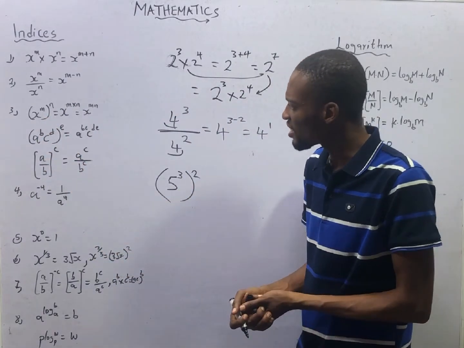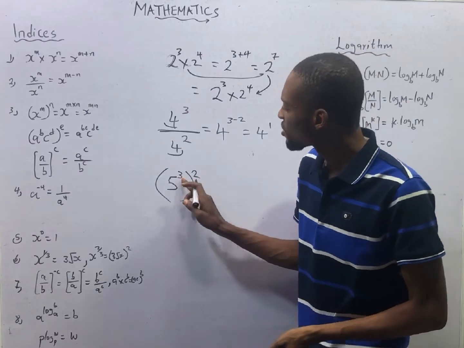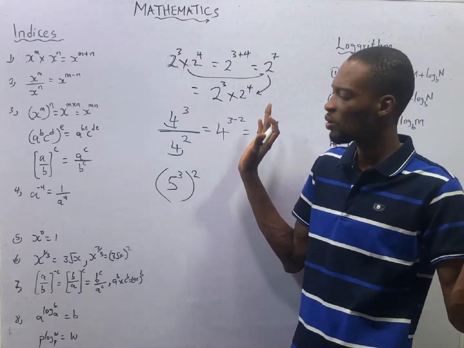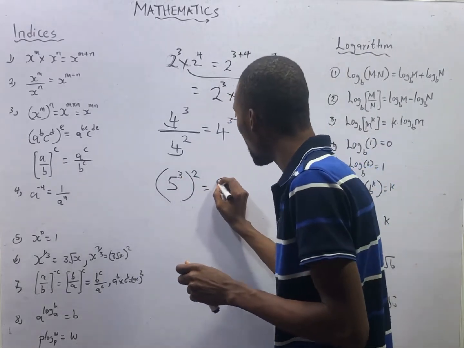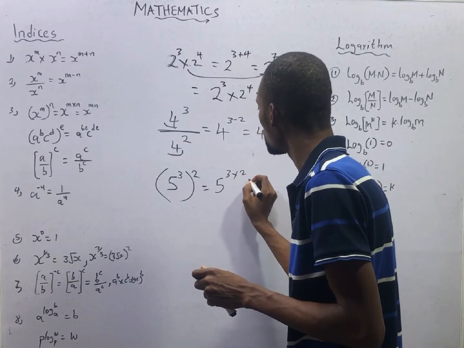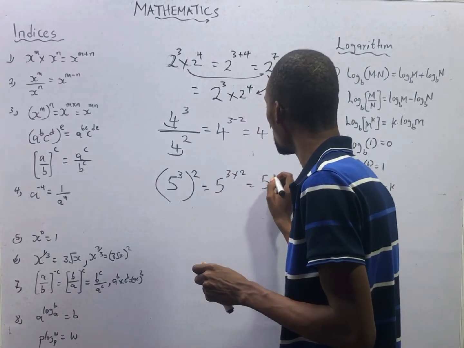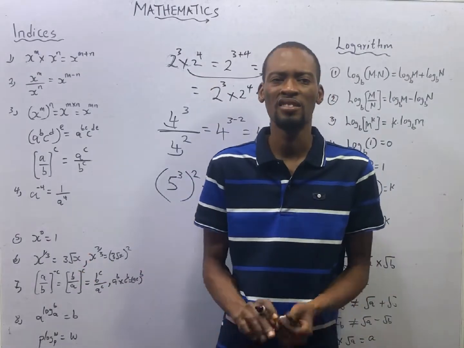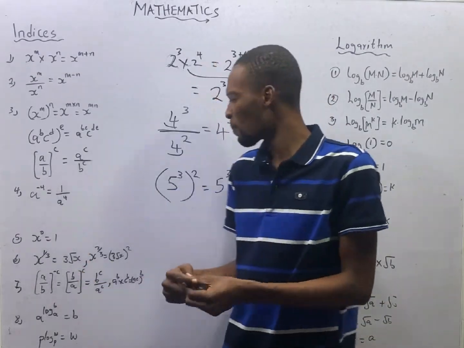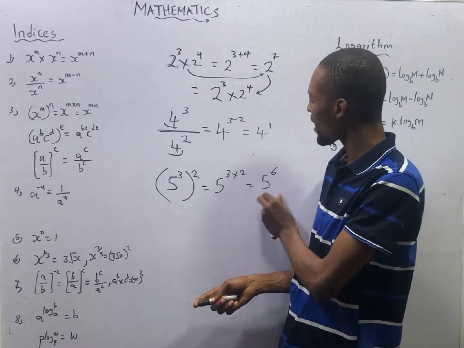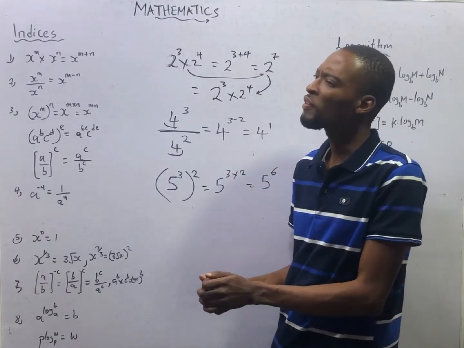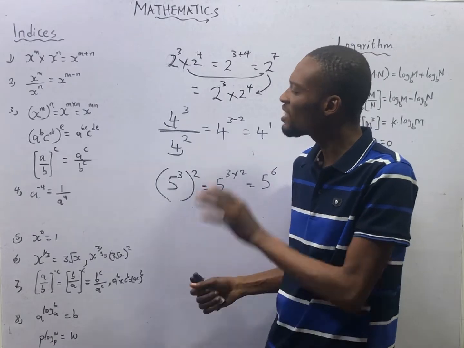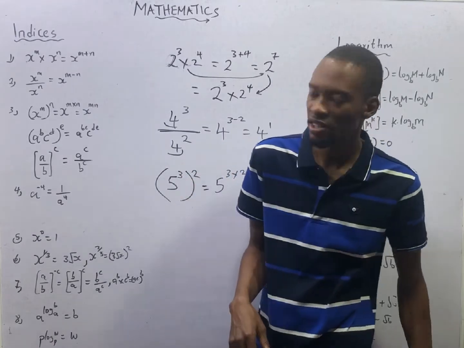So this is the same thing as this form. The law of indices says you can simply use the 3 to multiply 2 to give you 5 raised to the power of 3 times 2, and that is 5 raised to the power of 6. That is what indices is saying. By the time you don't give your number in terms of power, you give your number as a single answer, then you are moving from indices to something else, because indices has to deal with just powers.